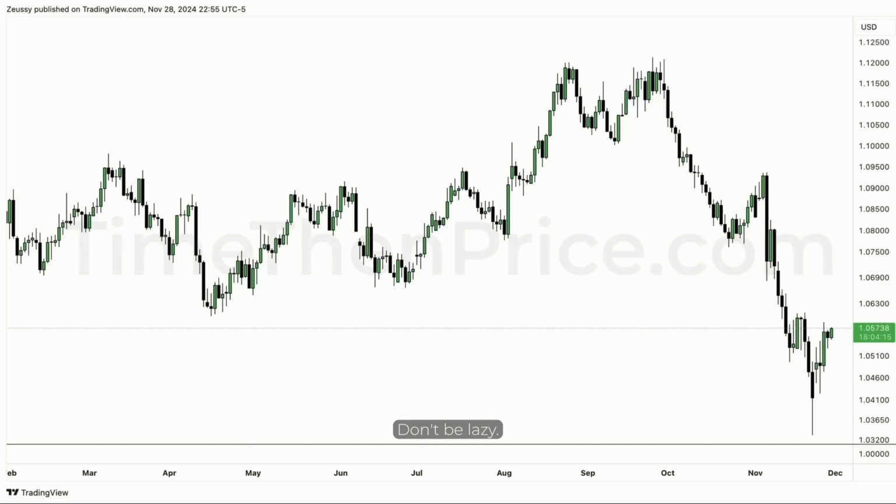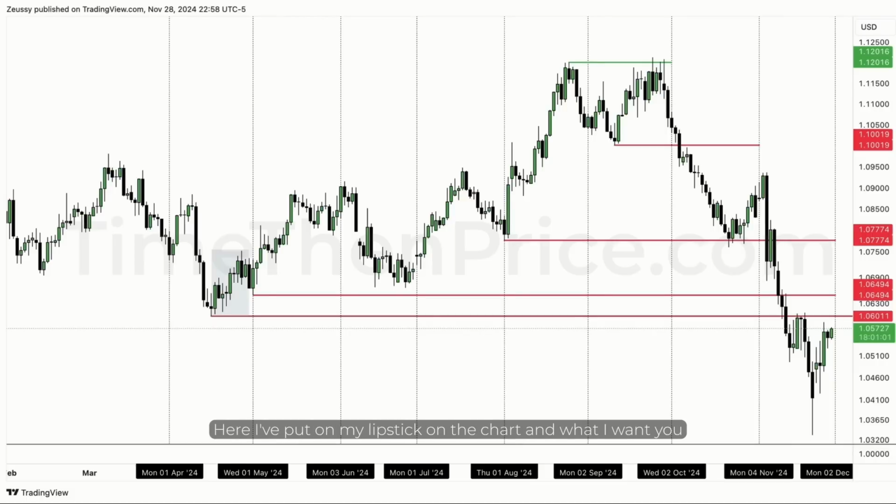Don't be lazy. Here I've put on my lipstick on the chart, and what I want you to see is that throughout the month of April, the market initially ran up higher, and we then saw this sudden drop towards the downside. We saw Euro slowly grind towards the upside here, and this was a very slow grind higher. Therefore, you can see that a clear trend line can be drawn below these lows right here, suggesting that higher prices should be next. We see the market reprice higher, but it's just very slow.